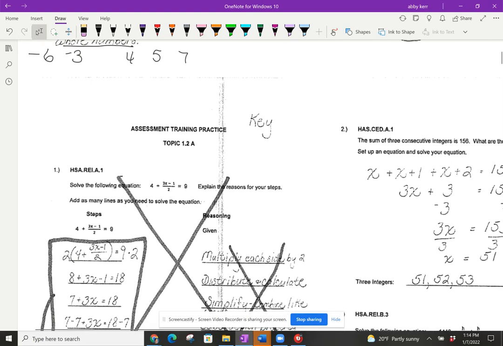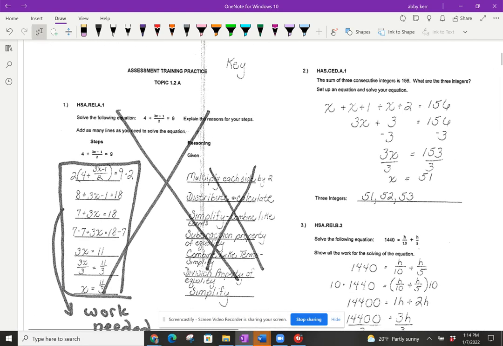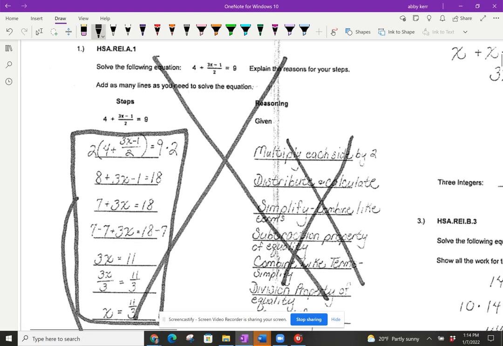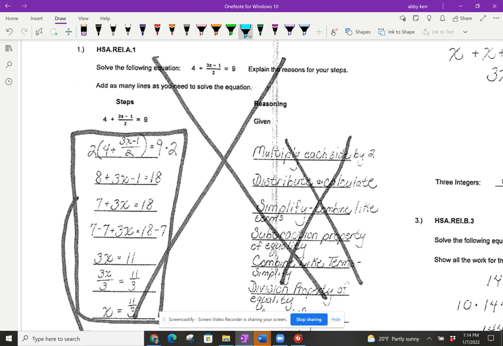All right, so for 1.2, notice that I crossed out a bunch of this. That's my fault. I should have only crossed out the steps because we did not do the reasoning this year. It is important to know how to solve an equation. The first step here is to multiply by 2 to get rid of the fraction. Notice it's very important to multiply everything by 2.